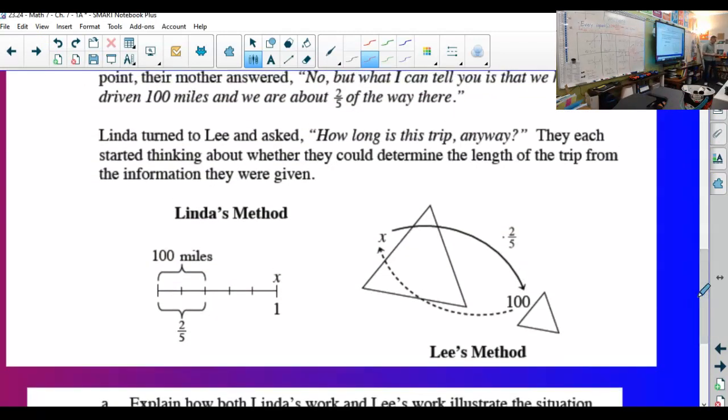Linda's on a trip. She's got 2 different visualizations, but what she could write for this is that 2/5 of the trip, you can call the trip X, is how far? 100, right? Talk with your partner about how can we solve that. How can we figure out X? If 2/5 is 100, how can we get to what the whole trip is? Chat with each other.